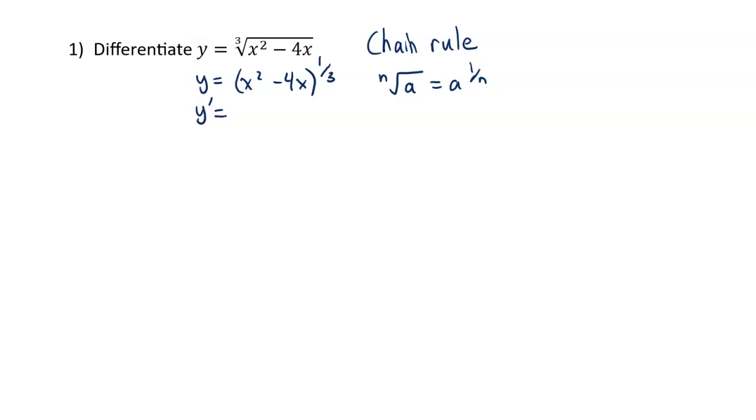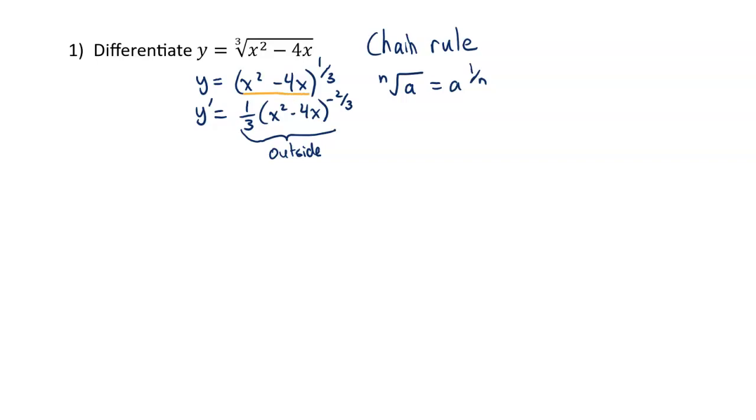Now the outside function is what's in the brackets to the power of 1/3. So we begin by multiplying the 1/3 out in front, and we write everything that's in the brackets. And now we write the exponent as 1 less than 1/3. We subtract 1 from that. And so 1/3 minus 1 is negative 2/3. And so at this point, we've done that outside function.